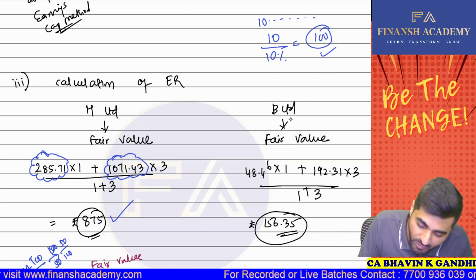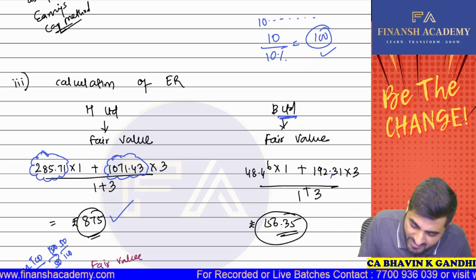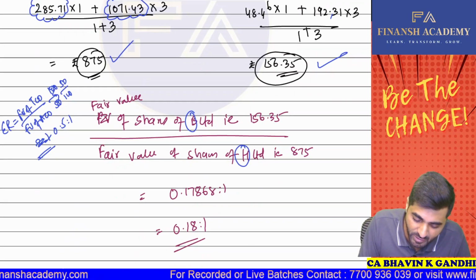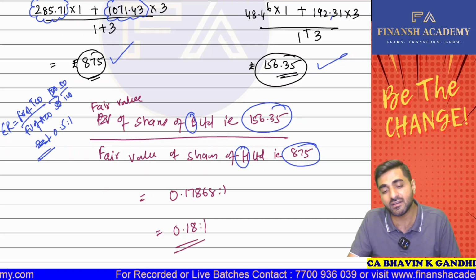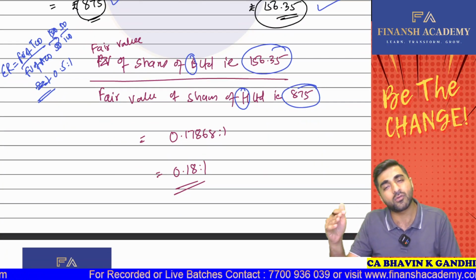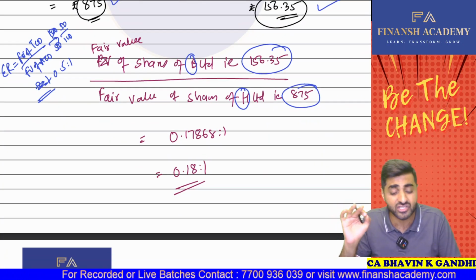Again, for B Limited, we'll be getting the fair value 156.35. So what you need to do is take 156.35 and divide that by 875. So you'll be getting 0.18 is to 1. So that is the exchange ratio.